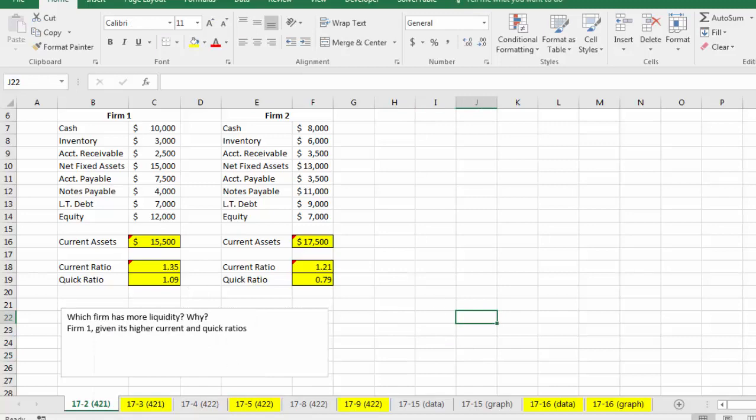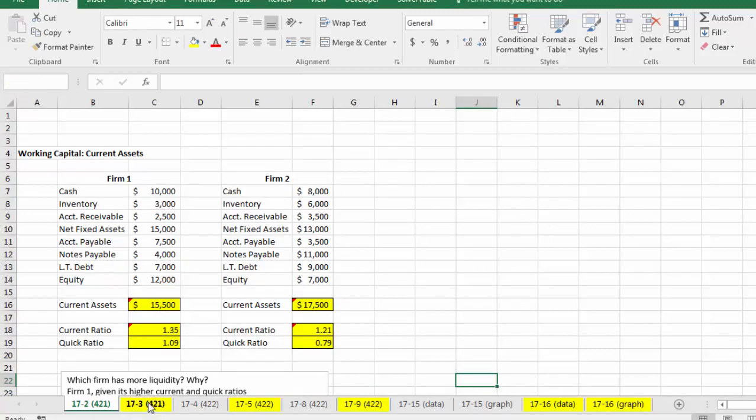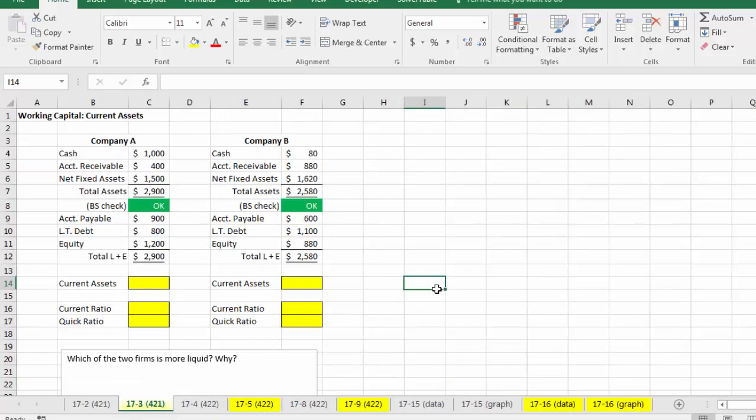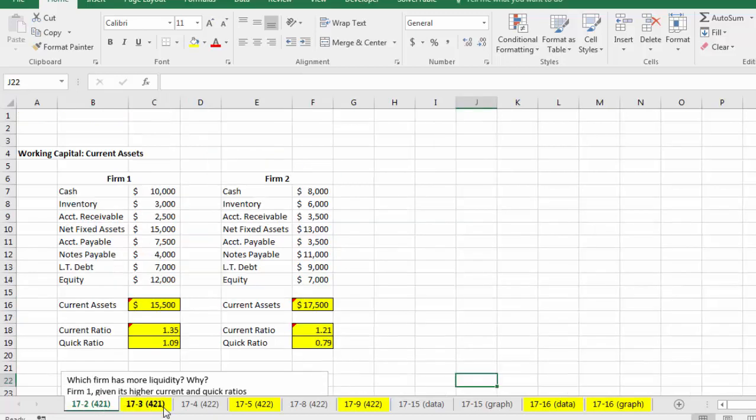Okay, so that was pretty easy, just doing a little analysis of liquidity and current assets there. Same thing happening here in problem 17.3. We get a little bit more structured balance sheet here, and the question again is asking which of the two firms is more liquid and why. So you can do the same calculations I just did here.